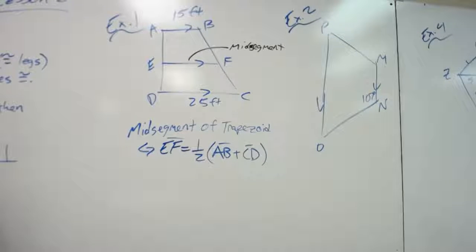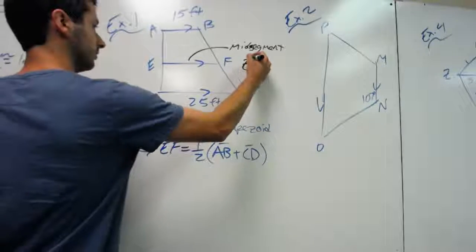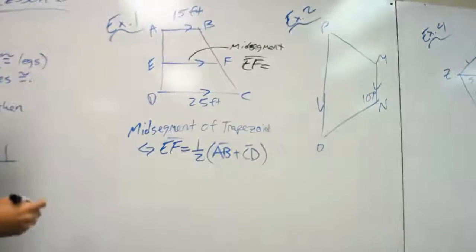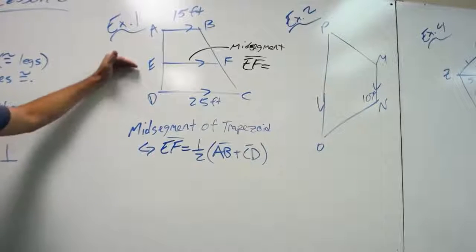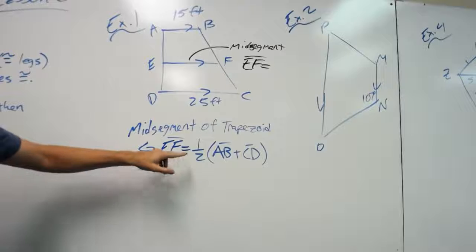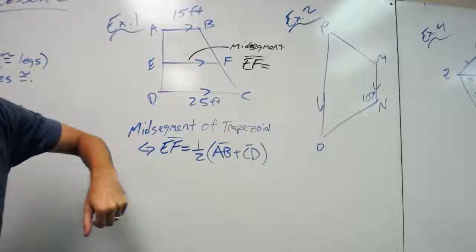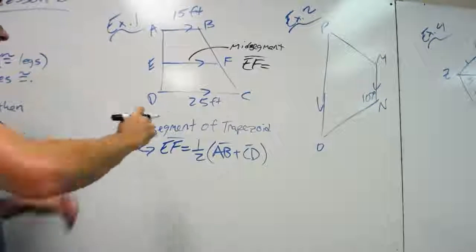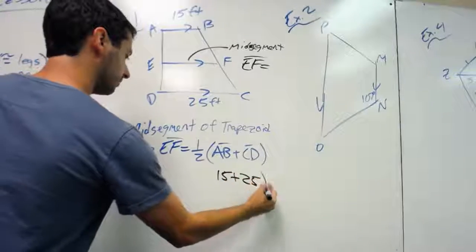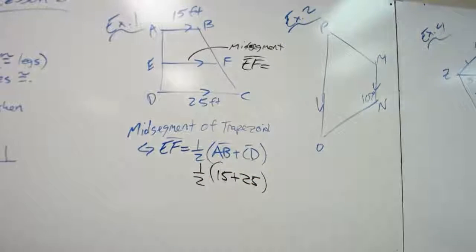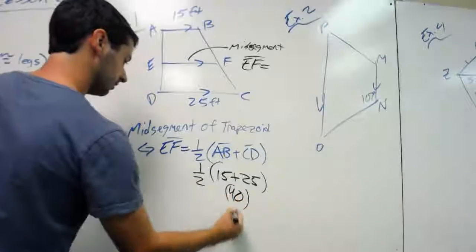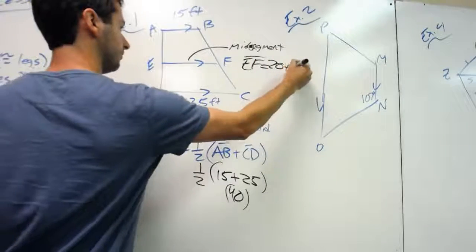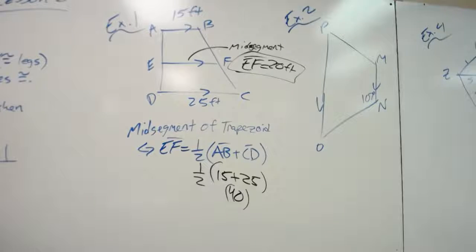In example 1, it wants us to find the length of EF. Well, the mid-segment of a trapezoid formula is simply this. It's very easy. EF equals 1/2 times the sum of the bases. And our bases are AB and CD. So all we have to do is plug in our numbers here. 15 plus 25, and then times 1/2. So 15 plus 25 is 40, times 1/2, therefore 20 feet is the measure of our mid-segment. And that's all you have to do there, pretty easy.